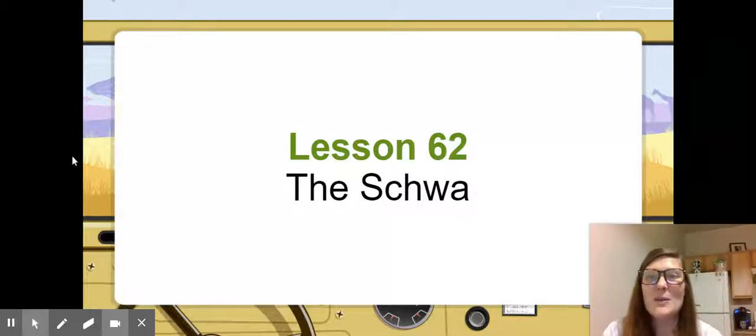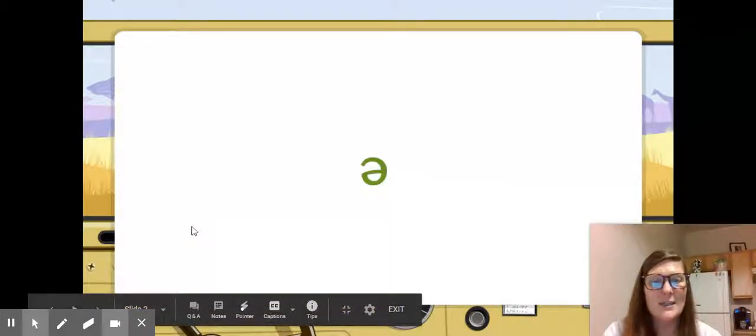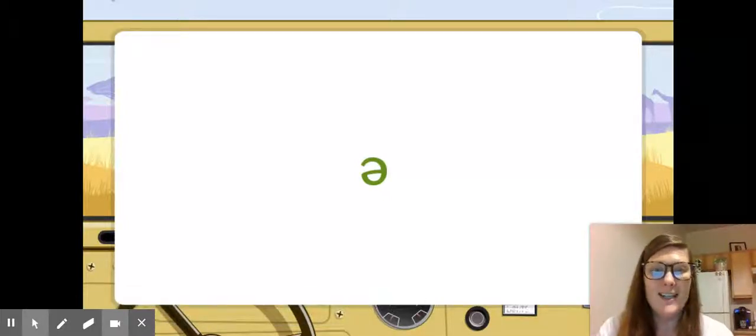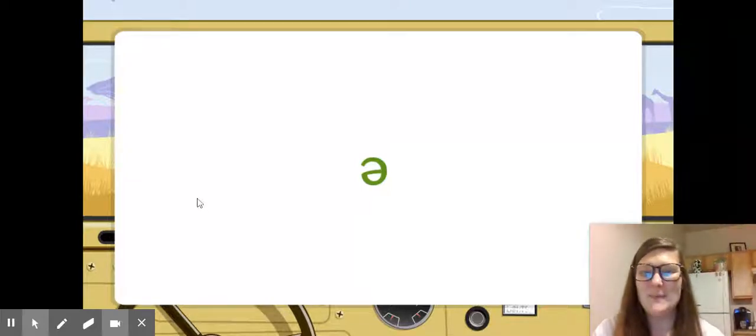Okay, so let's look at some words. This is how we show the schwa sound. It kind of looks like an upside down E, but that just means that we say the schwa sound for that vowel.